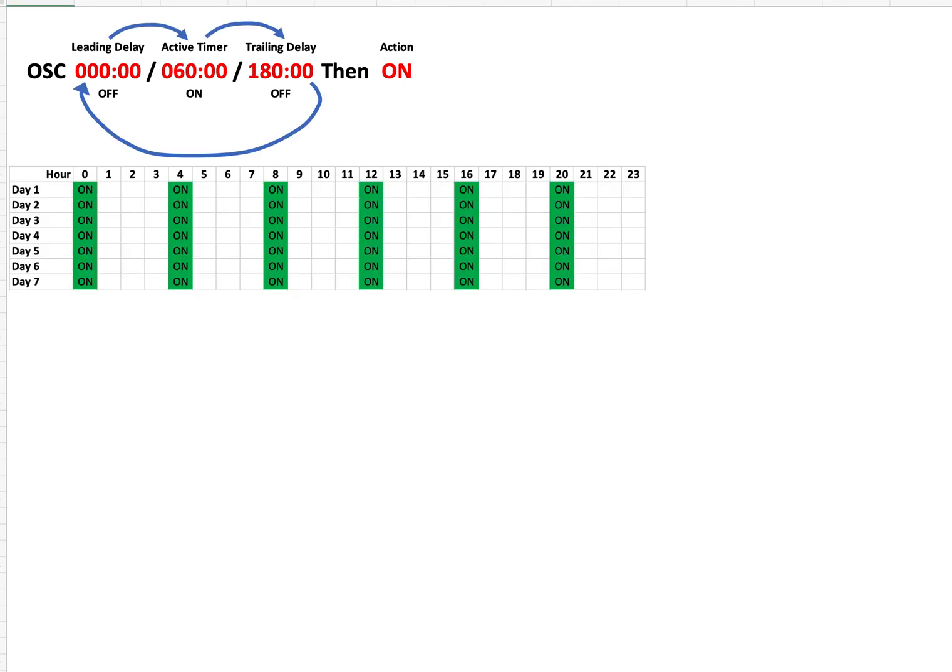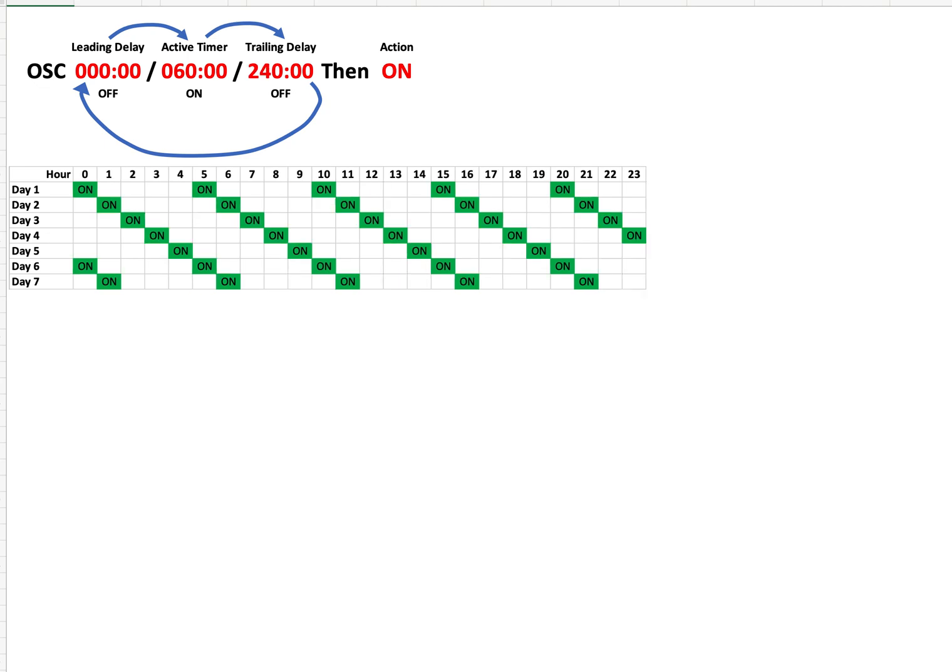When the sum of the three timers adds up to a cycle that divides evenly into 24 hours, then the OSC will trigger the output on and off at the exact same times each day, starting at midnight. In this example, the output turns on for 1 hour and off for 3 hours, adding up to a 4 hour cycle. Since that divides easily into 24 hours, the output is on 6 times per day at the exact same hours each day. But what happens if the cycle doesn't fit exactly into a 24 hour pattern?